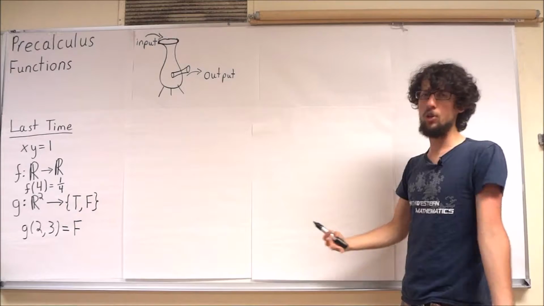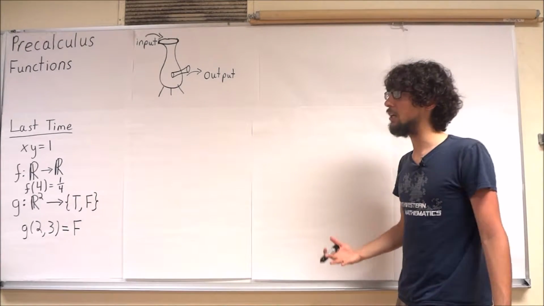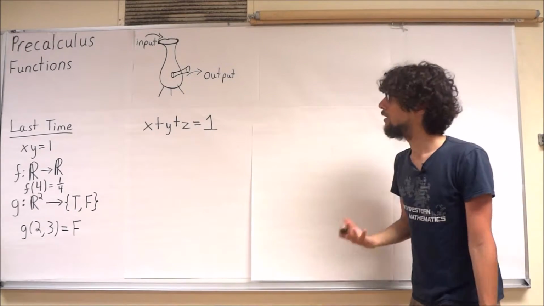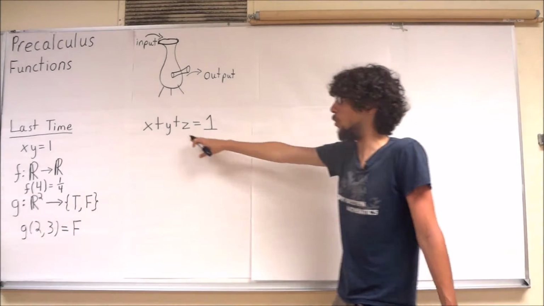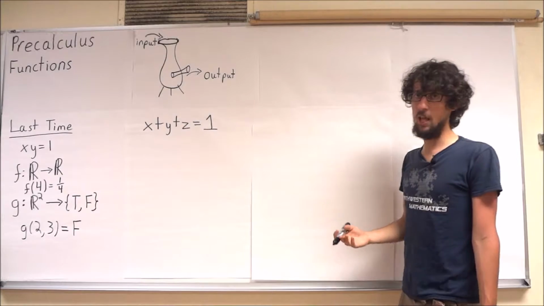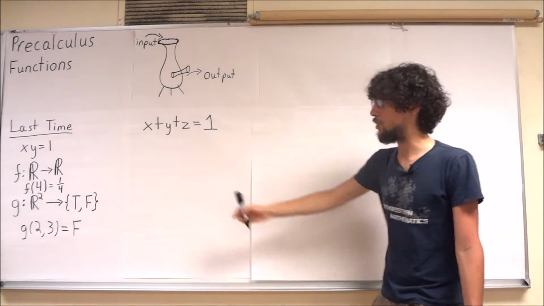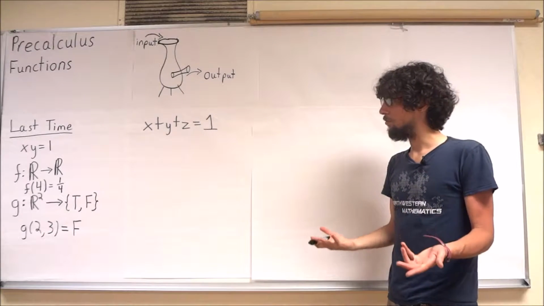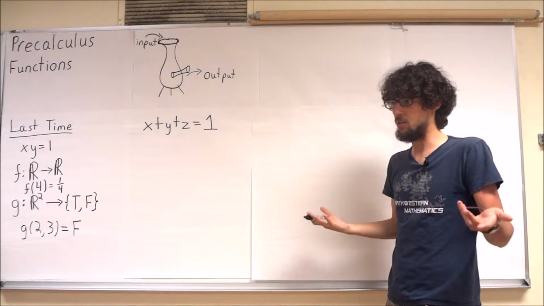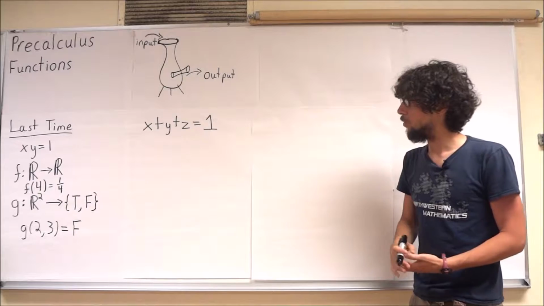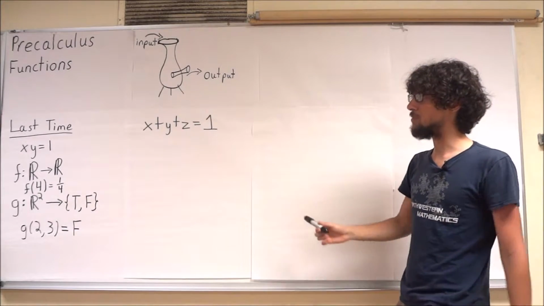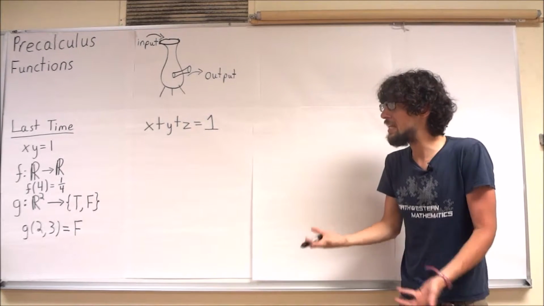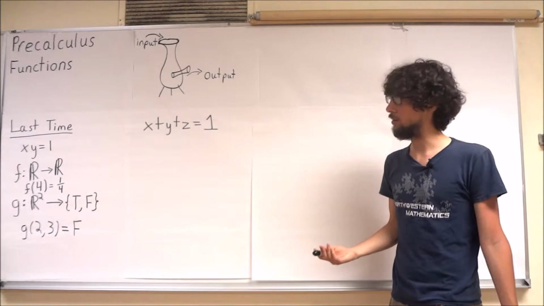So here we'll push things a little bit further. In particular, we'll look at the following equation. Now, this equation is quite a bit more complicated than the one we looked at last time. In particular, it has 3 variables instead of 2. So how can we frame this as a function? Well, for one thing, if I specify x and y, z will be really easy to identify.